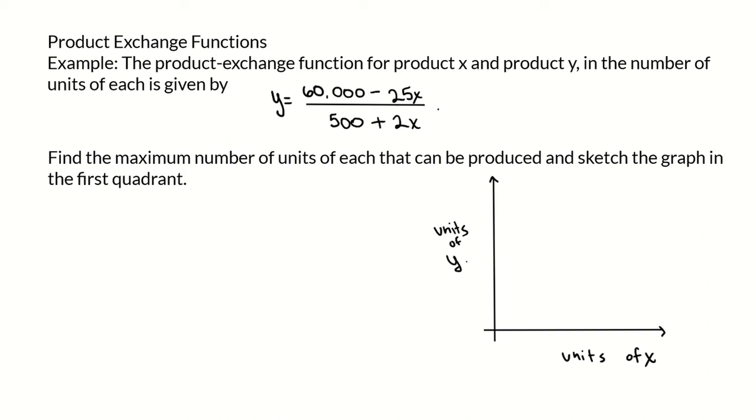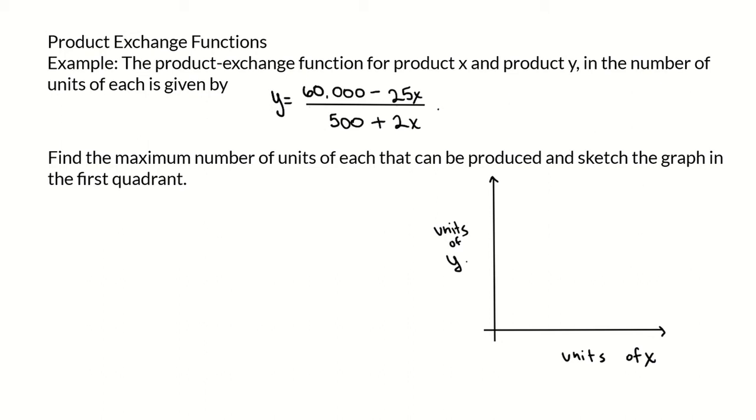The product exchange function for product x and product y, in the number of units of each, is given by y equals (60,000 minus 25x) over (500 plus 2x). Find the maximum number of units of each that can be produced and sketch the graph in the first quadrant. So the maximum number of units of each in a product exchange function is the x and y intercept.